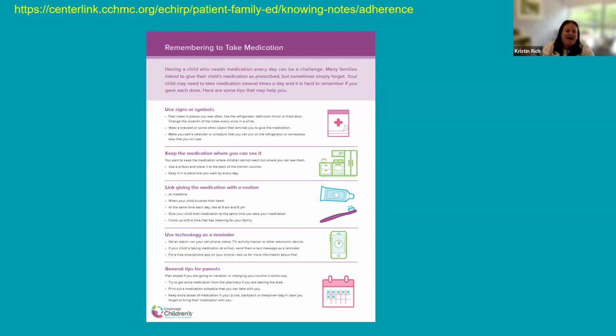We have a lot of ideas in here, and when a provider is using this type of tool, it can be a little bit overwhelming. So, with this particular barrier, we kind of give them a choice at the beginning. We say, hey, what do you think might work best for you? Do you think it would be best to use some type of sign or reminder? Or do you think technology works for you best? Or do you like to put it in your routine?